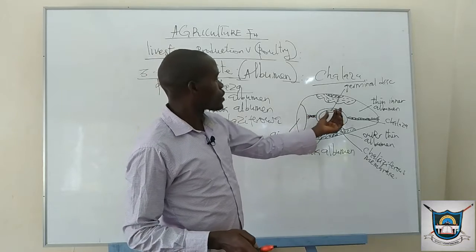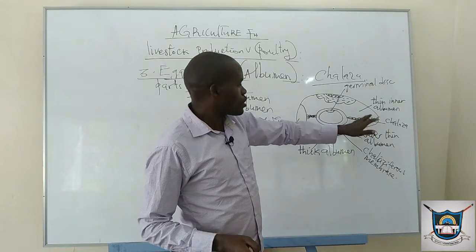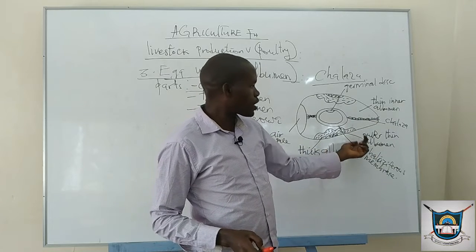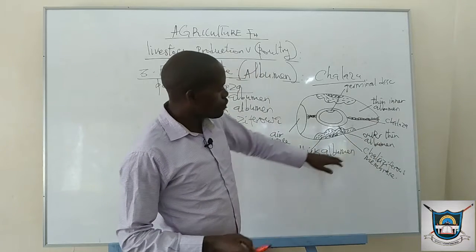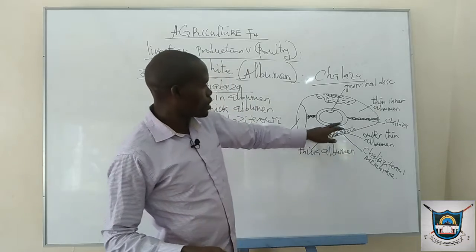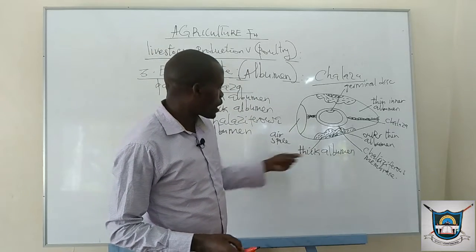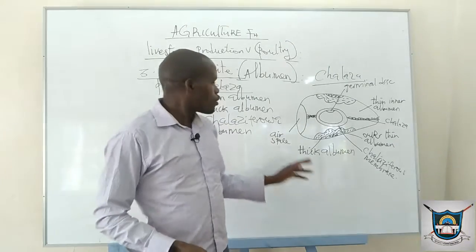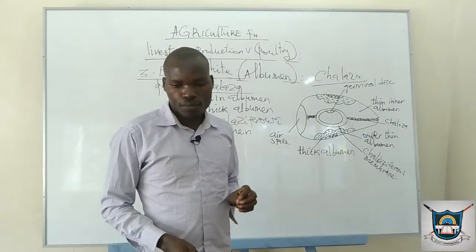One, we have this part here which is called the germinal disc. We have the thin inner albumen. We have the chalaza itself. We have the outer thin albumen. We also have the chalaziferous membrane, which is indicated here. We have the thick albumen, and also at the broader part, we have the air space.